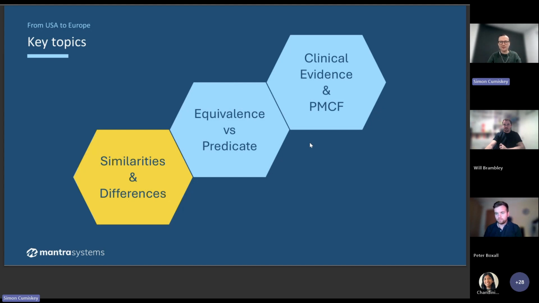The other aspects where there are differences is with regards to equivalence and predicate devices. And so I'll hand over to my colleague Will, who will just talk a little bit about how those two concepts match up.